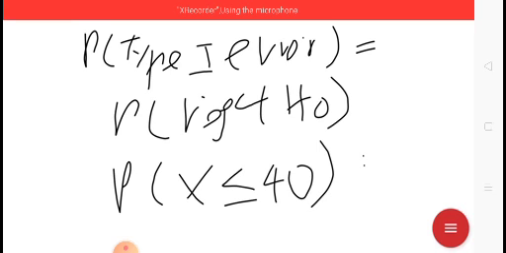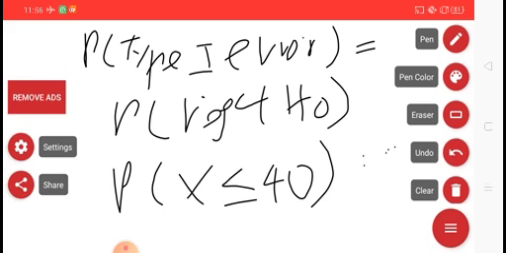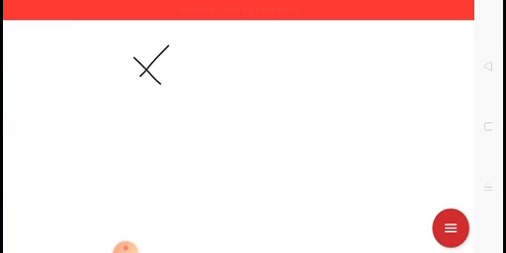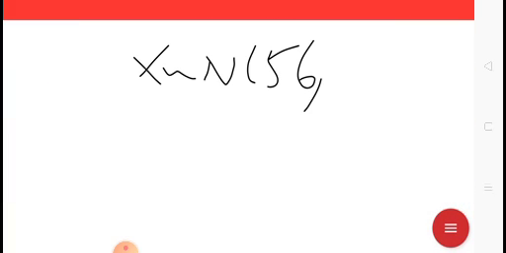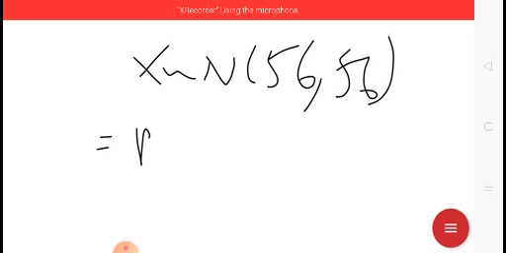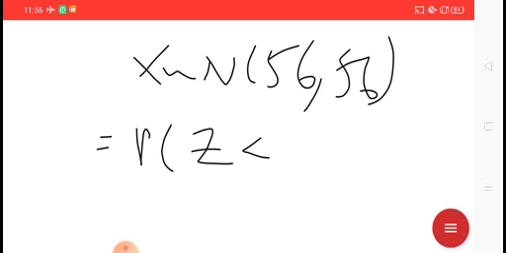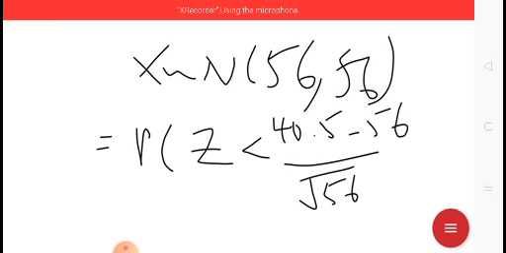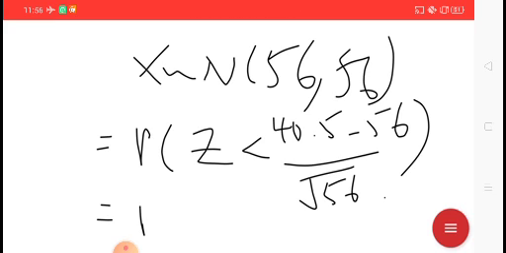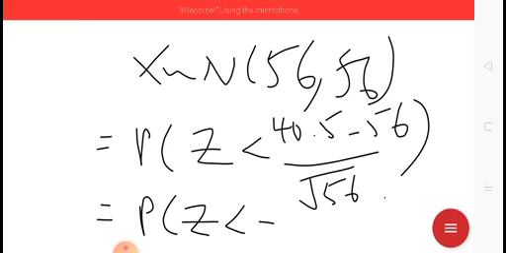Okay. So in this situation, you will need to do the approximation, even though the question never mentioned it. Once you want to do the approximation, you need to state the new parameter. Okay, so now you can do the Z. So X smaller than or equal to 40 means 40.5 minus 56 over square root of 56. So equal to P(Z smaller than negative 2.071).